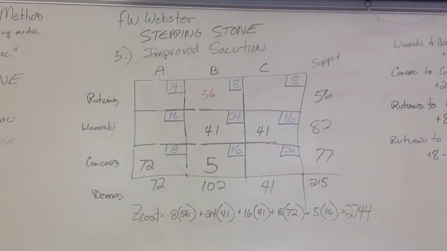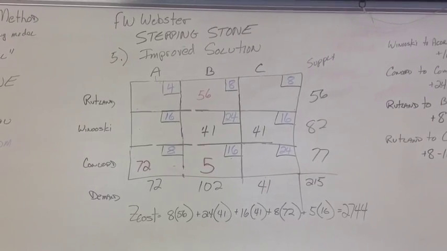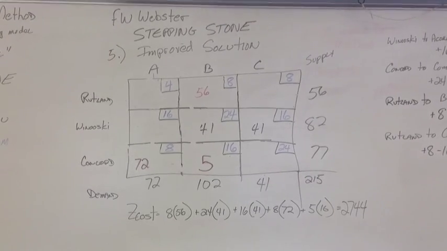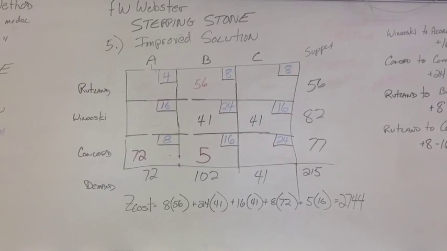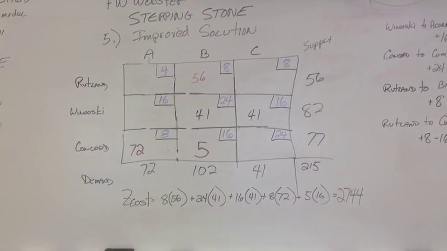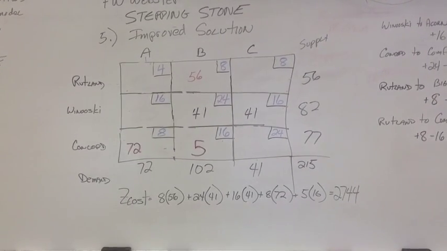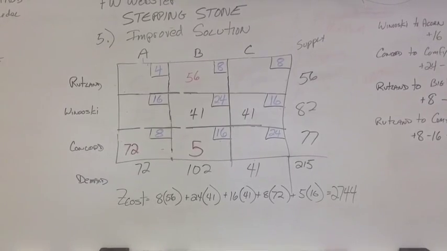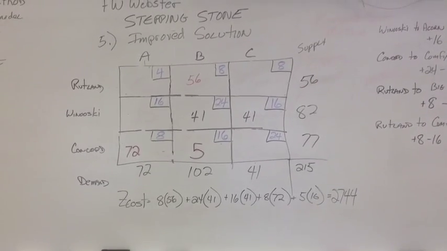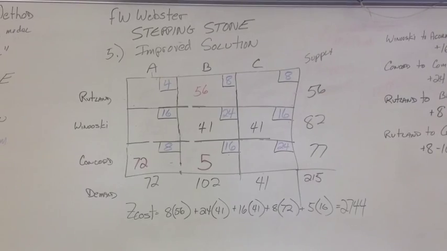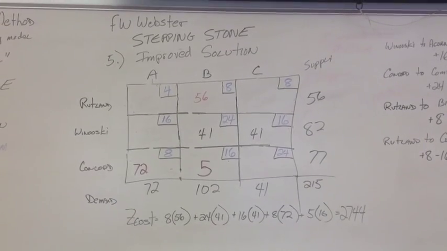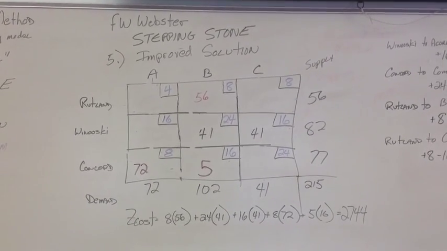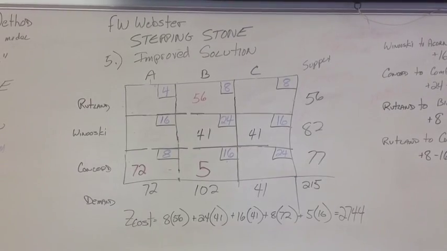Okay, I just cleaned it up a little bit, but this is what our improved solution looks like. You notice we can calculate the total cost, and it's gone down from 2,889 down to 2,744, so we have saved cost. Now what we'd have to do for step 6 is go back and repeat, check for optimal, and move on.